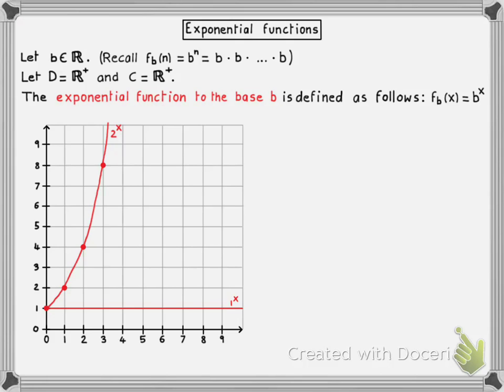Now, of course, we can increase the base to a larger value, such as 3. So let's do one more exponential function. Now, 3 power 0 is still equal to 1, so it will start at the same point right here. 3 power 1 is 3. 3 squared is 9. So here is, by connecting the points, the graph for the function 3 to the power x. It's another exponential function with a different base, namely 3.